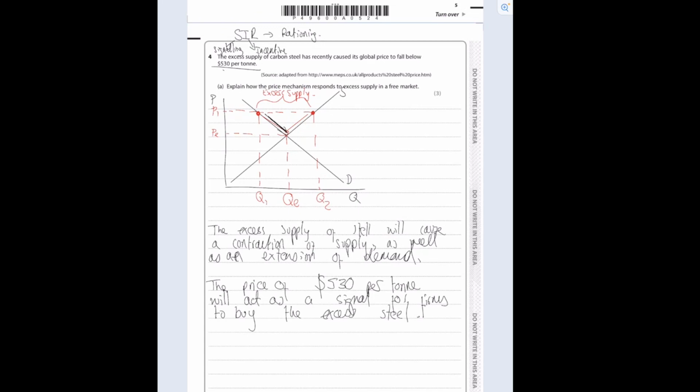Okay, so make sure that, if you can draw a diagram of something, make sure you do so. So I'm just going to label this. So that's contraction of supply. That is extension of demand.